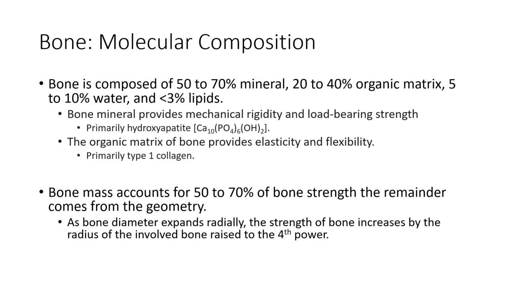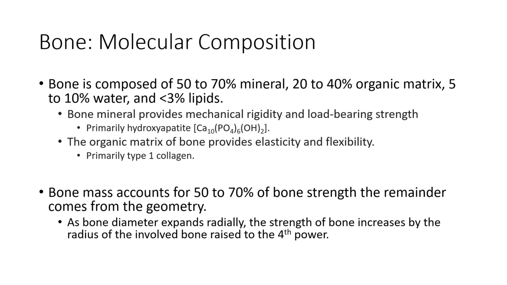Okay, class, in this last section we're going to talk about bone. So, again, similar format. Let's talk about molecular composition. Bone is composed of about 50 to 70% mineral components, 20 to 40% organic matrix, 5 to 10% water, and less than 3% lipids. The primary function of the mineral component is to provide rigidity and load-bearing strength, and it's primarily composed of hydroxyapatite, which is a combination of calcium and phosphorus.